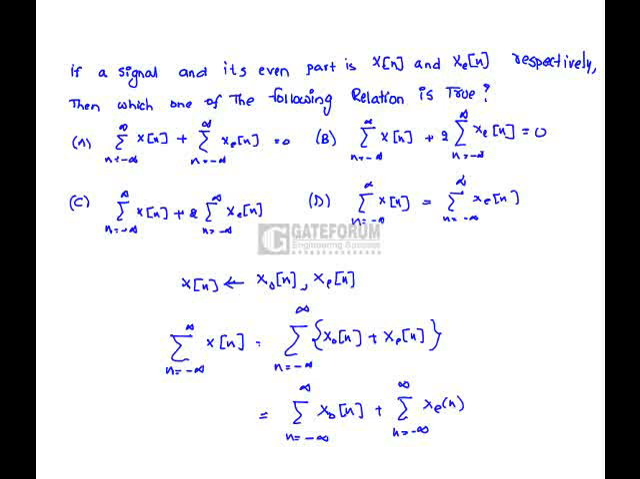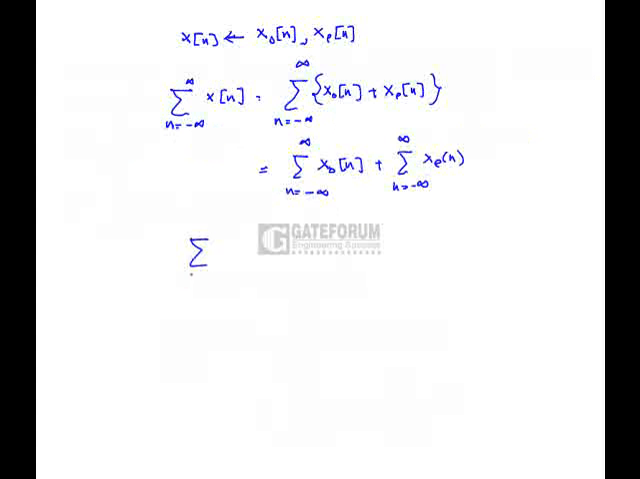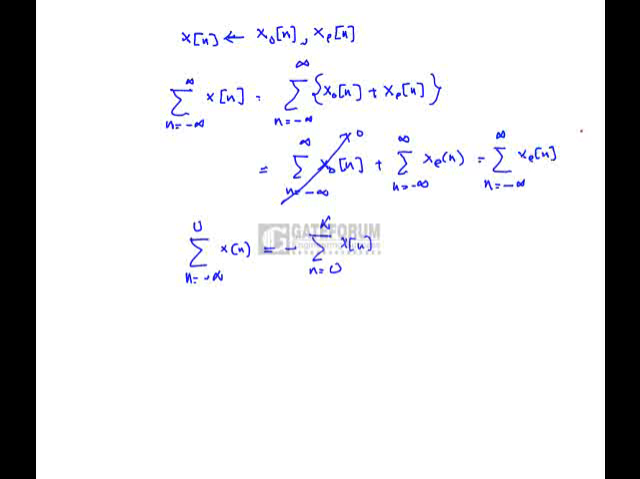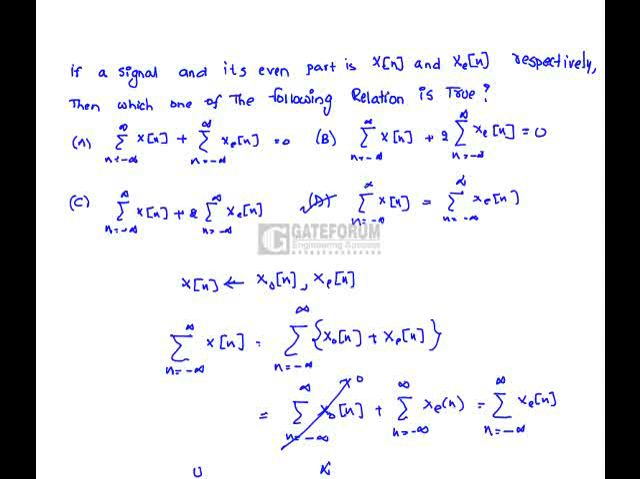Here we know that summation n from minus infinity to 0 of x of n is minus of summation n from 0 to infinity of x of n. Hence, this summation goes to 0. The resulting summation leads to n over minus infinity to infinity of xe of n. Hence, option D is correct.